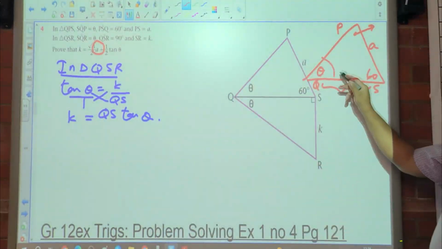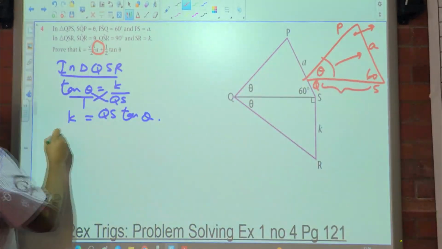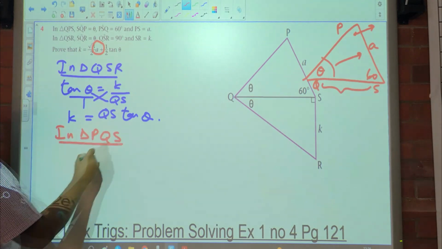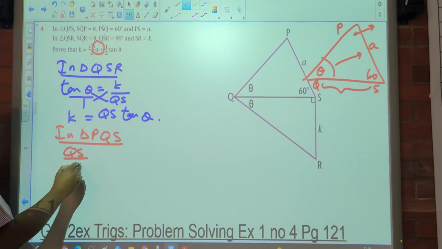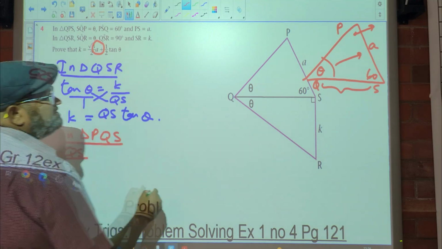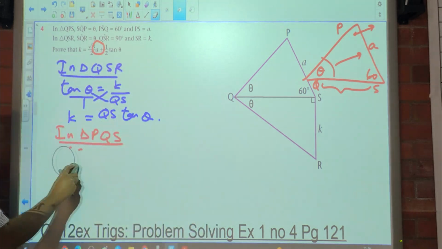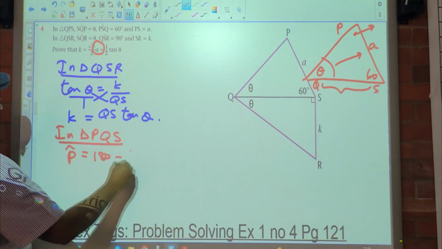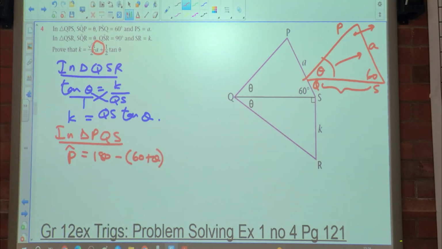Okay, and we have this angle here. So which rule? Sine or cos rule? Sine rule. So in triangle PQS, the sine rule, I'm going to make QS the subject. So QS over angle P. But we need to calculate the angle P first. So angle P is going to be 180 minus 60 plus theta. You all agree with that?